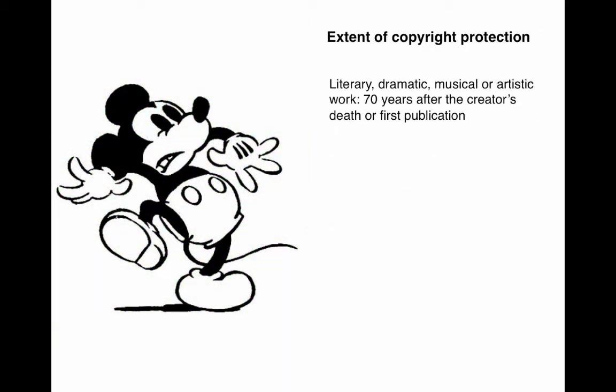How long does copyright protection last? It depends on the type of work that is being protected. Literary, dramatic, musical, or artistic works are protected for 70 years after the creator's death, or if the work was not published until after the creator died, 70 years from the date of first publication. After the expiry of this date, the work will enter the public domain and can be freely copied by anyone.